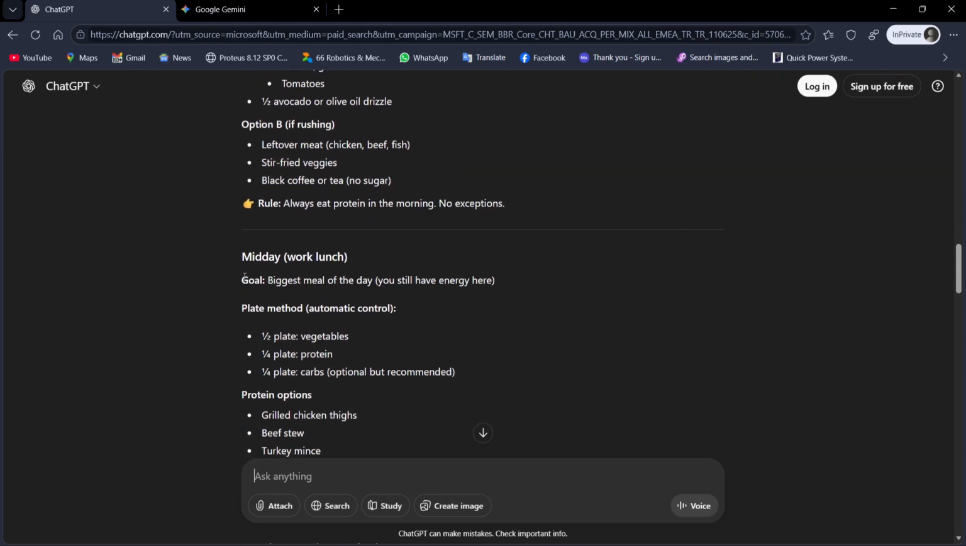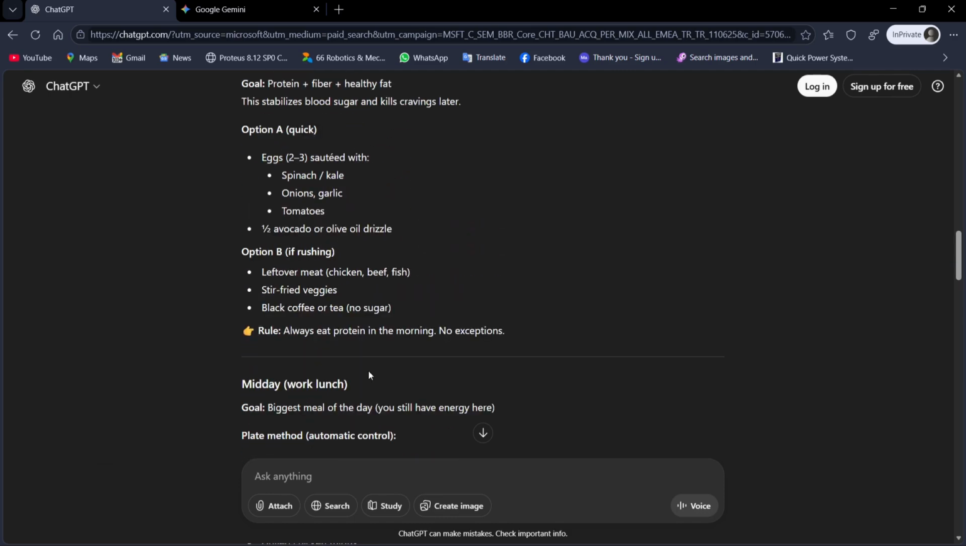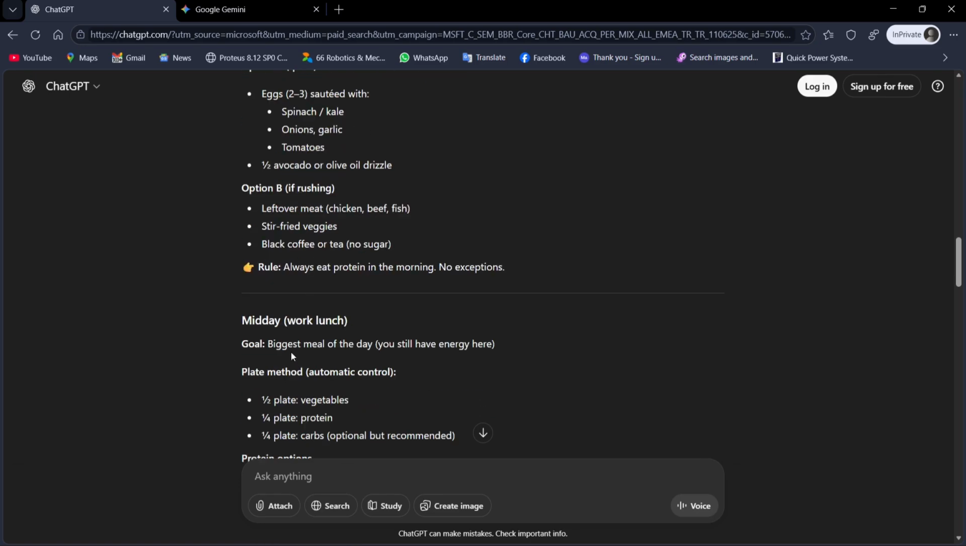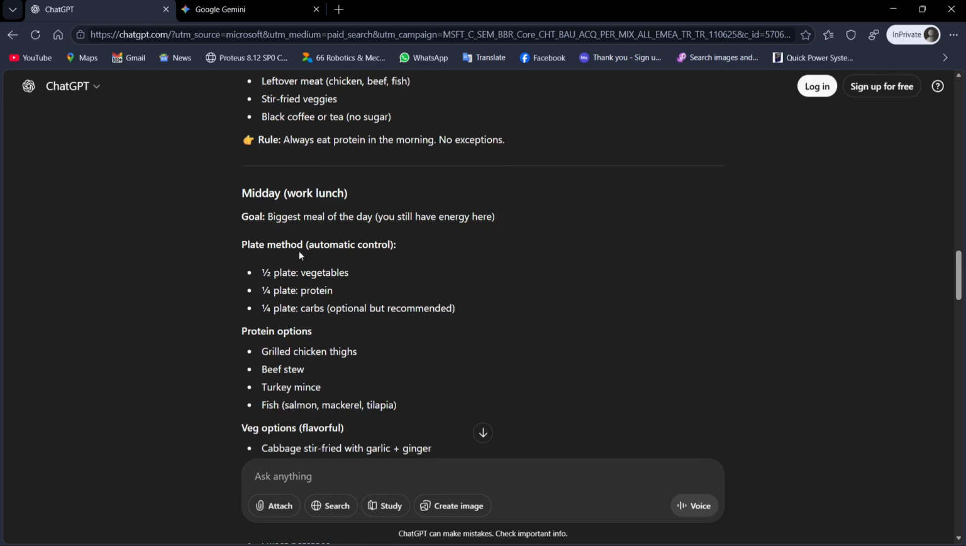Let's keep moving on. Midday, work lunch, biggest meal of the day. You still have energy here. So have a plate of vegetables, a plate of protein, a plate of carbs. And I like how it's giving us the portions already. During the breakfast it gave 2 to 3 sauteed eggs, but in option B it didn't really give the portions, but that's not a problem. It's giving us portions down here anyway. So, plate method, automatic control: a plate of vegetables, a plate of protein, a plate of carbs.